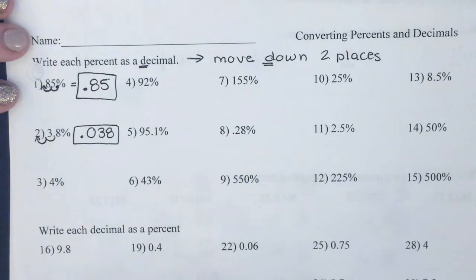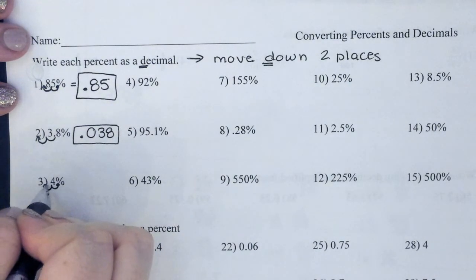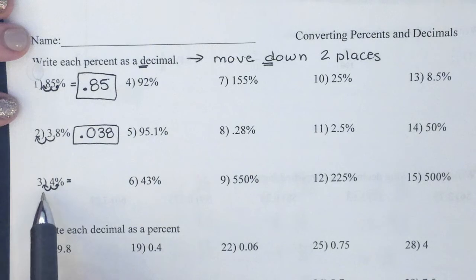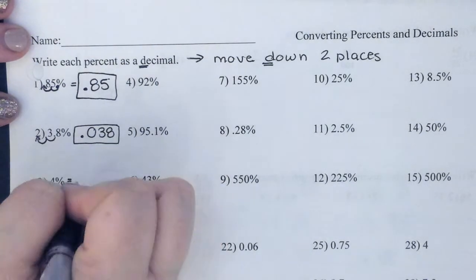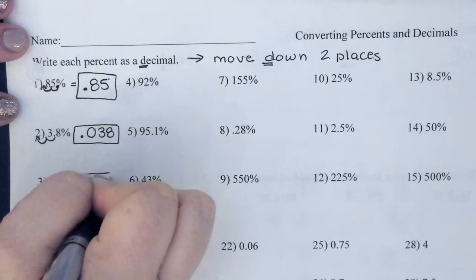Number 3 does not have a decimal, so I'm going to put one at the end, and I'm going to count over. 1, 2. Jakari, what's that going to give me? 0.04, because I have that empty scoop, and we're going to have to put a 0 there, so I end up with 0.04. Y'all okay with that?